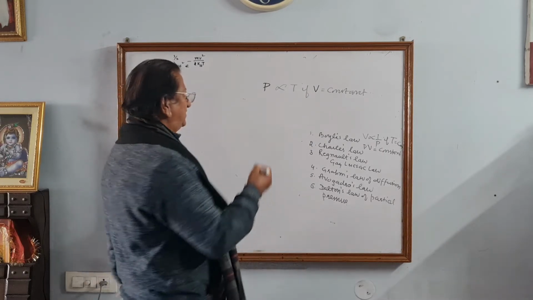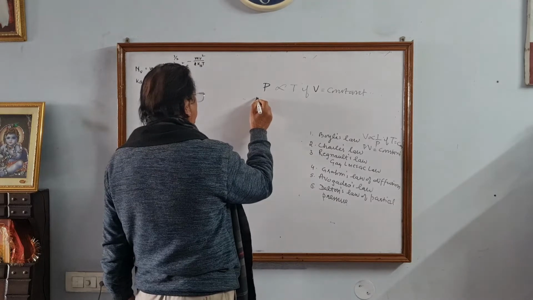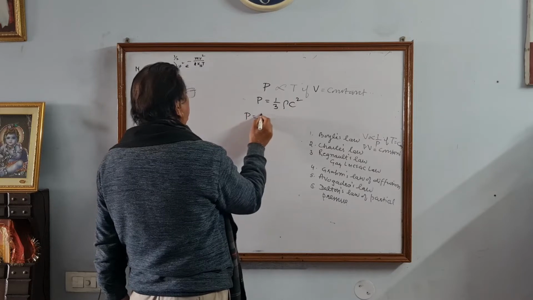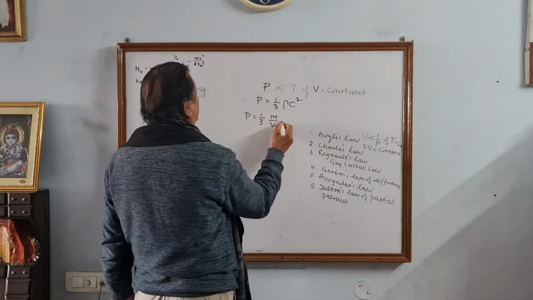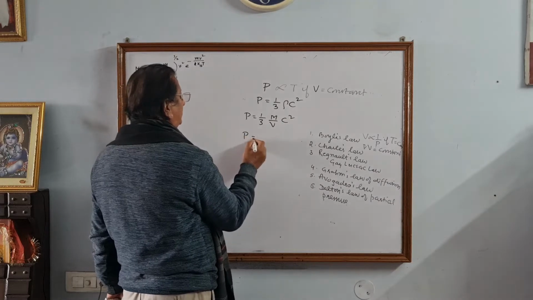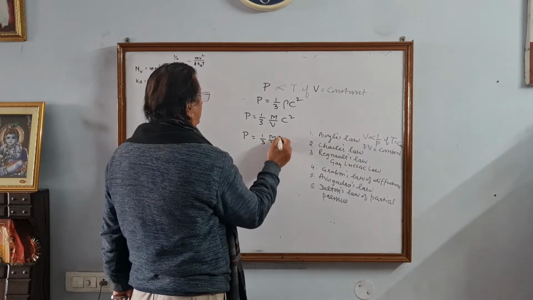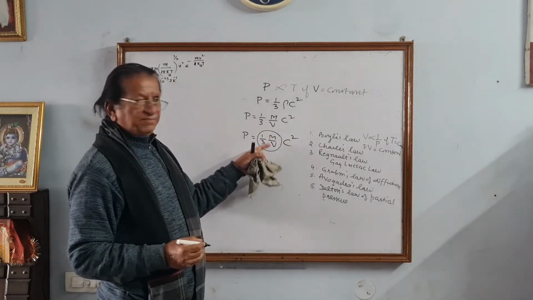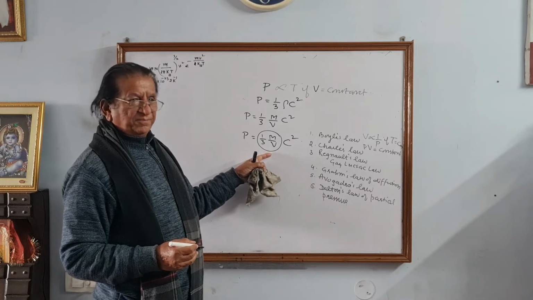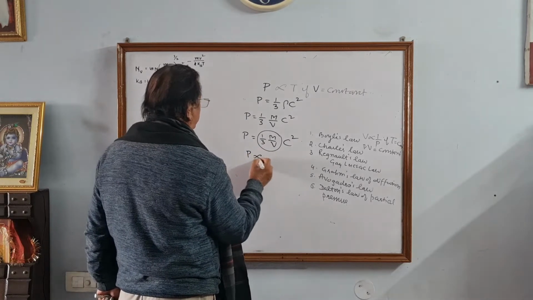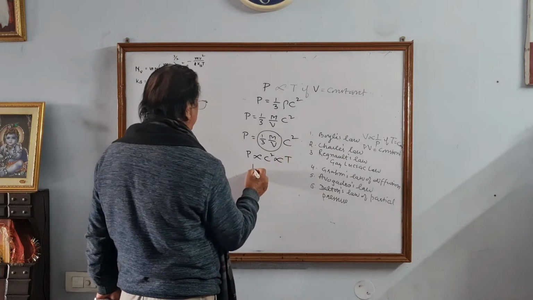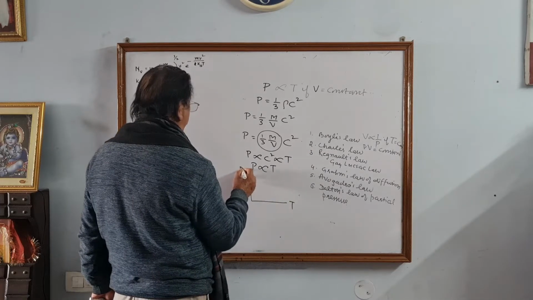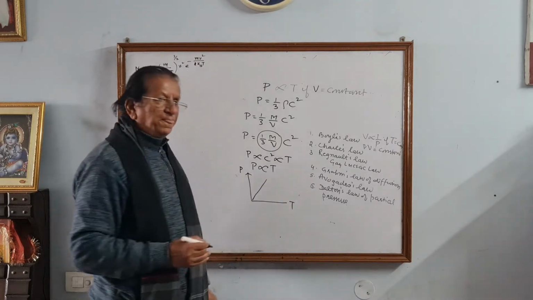Okay, so this is also to be derived out of kinetic theory. P is equal to 1 by 3 rho c square. P will be 1 by 3 rho, rho is equal to m by V. Okay, then P is equal to 1 by 3 m by V c square. Volume is to be kept constant. So that means in this case 1 by 3 m by V will be constant. So here it will give you P proportional to c square, and c square is proportional to T, therefore P proportional to T. And graphically, the graph between P and T will be straight line.